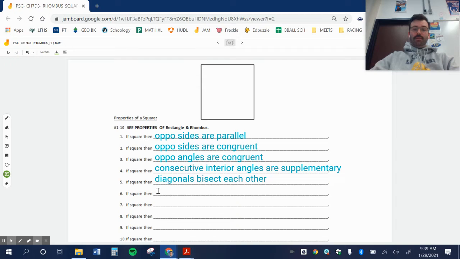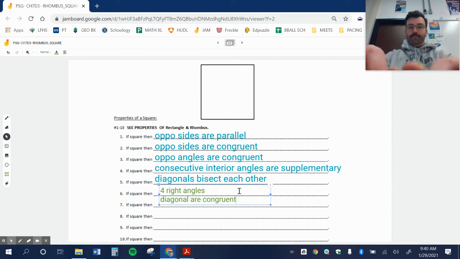These next properties, I'll say two, are from the rectangle. So we have 4 right angles. You know that about a square, all 4 angles are right. The diagonals are congruent. That's from the rectangle. Just 2 properties from the rectangle, I apologize.